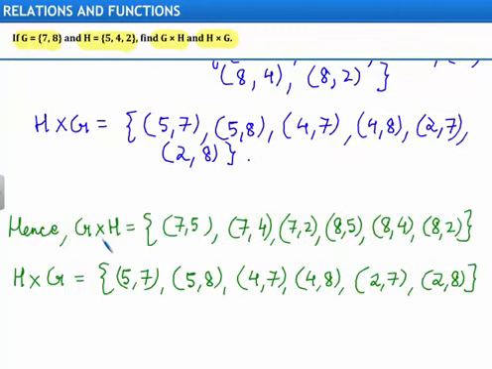Hence, the Cartesian product G cross H is equal to {(7, 5), (7, 4), (7, 2), (8, 5), (8, 4), (8, 2)}, and the Cartesian product H cross G is equal to {(5, 7), (5, 8), (4, 7), (4, 8), (2, 7), (2, 8)}. So with this, we come to the end of the solution of this question.